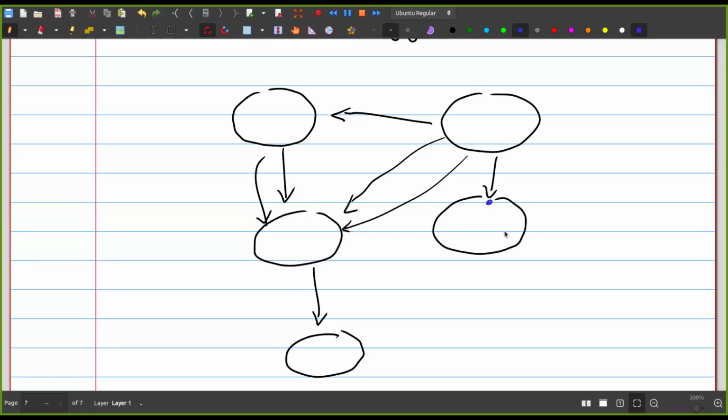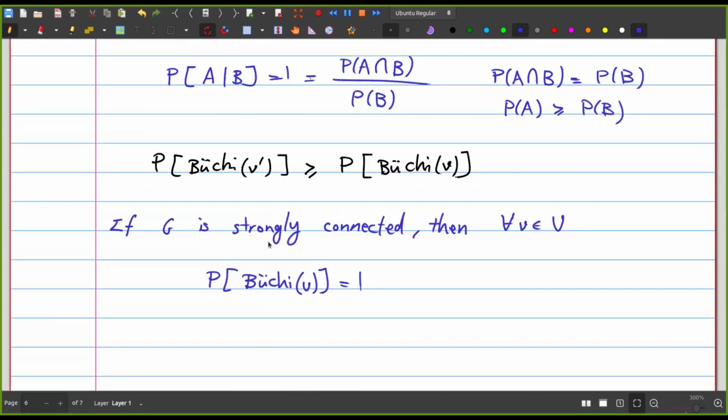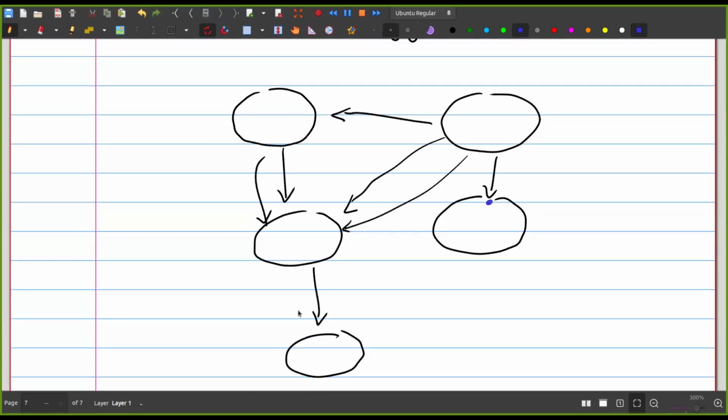So this means that if I ever enter a bottom strongly connected component, I'm just going to go around this component forever. And based on what I proved here, I'm going to see every one of its vertices infinitely many times with probability 1. Okay, great. So I know what happens if my walk enters a bottom strongly connected component. But will I always enter a bottom strongly connected component? Well, the answer to that is also yes.